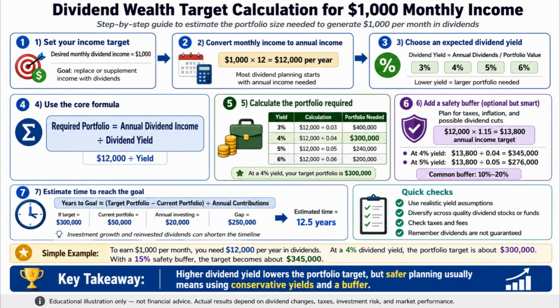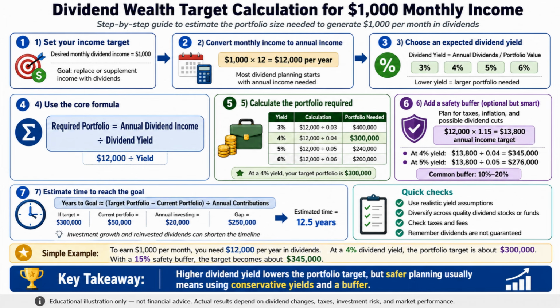After that, choose an expected dividend yield. Dividend yield means the annual dividends divided by the total portfolio value. For example, common planning examples may use 3%, 4%, 5%, or 6%. A lower yield usually means a larger portfolio is needed, while a higher yield means a smaller portfolio is needed. However, safer planning often uses realistic and conservative yield assumptions.